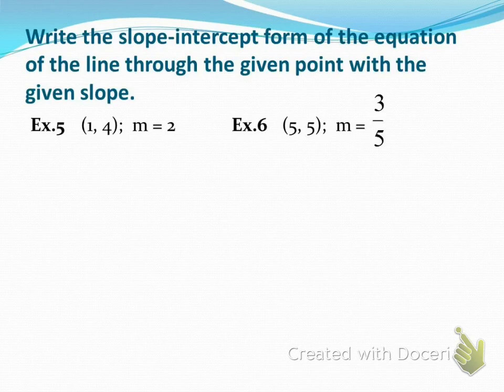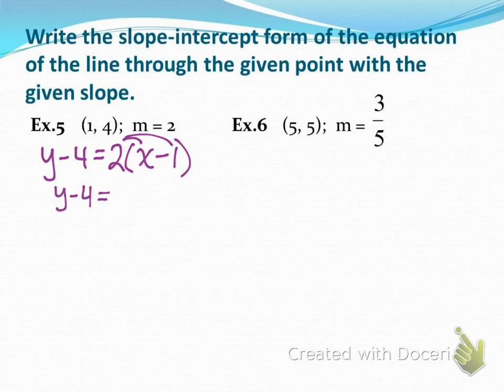Any new volunteers that I have not heard from yet today want to help me out with point slope form? May. Y minus 4 equals 2 times x minus 1. Very good. Y minus 4 equals 2 times x minus 1. What did step 2 tell us to do, Keon? Distribute on the right side. Distribute. So I'm going to distribute my 2 into those parentheses. That leaves me with y minus 4 equals 2x minus 2.